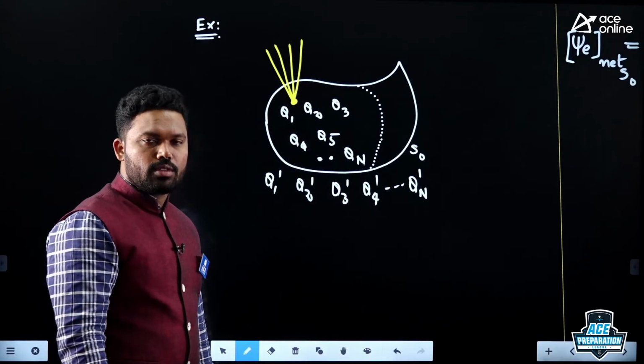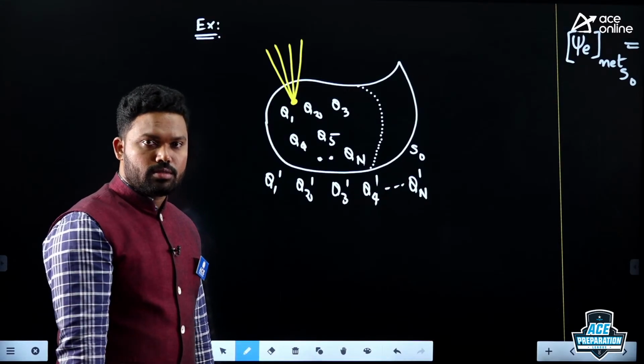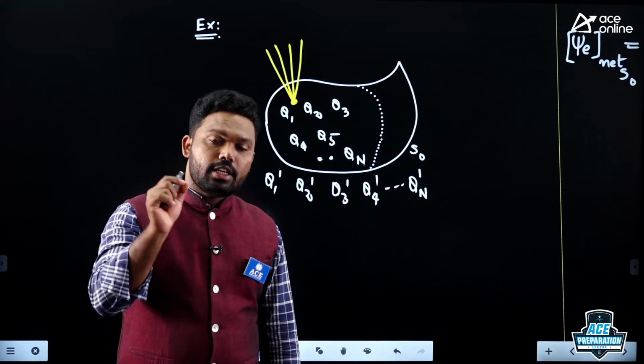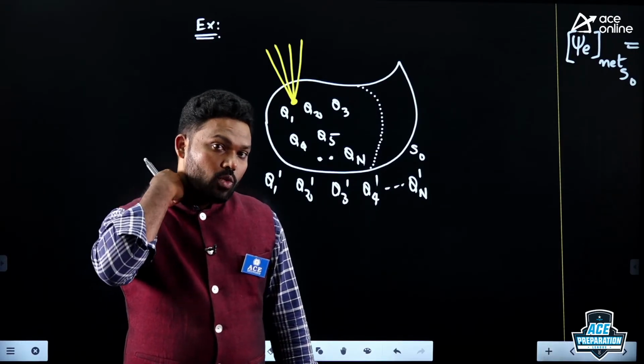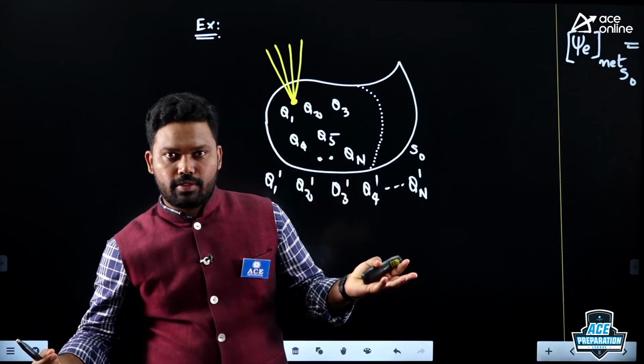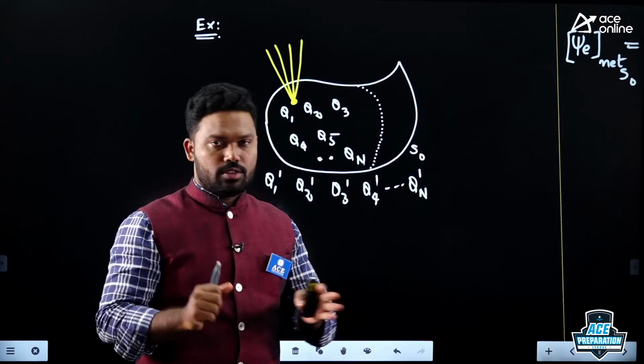Suppose the charge is inside, and let us say it is giving 4 lines. How much is leaving? 4. How much is entering? Nothing is entering. 4 minus 0, there is a 4. So the net flux, observe here, will be contributed only by the charge which is inside the closed surface. If the charge is outside the closed surface, the number of lines entering and leaving will be the same. So the net flux is 0.